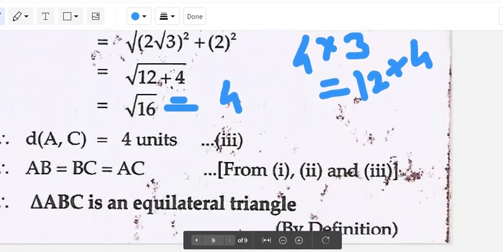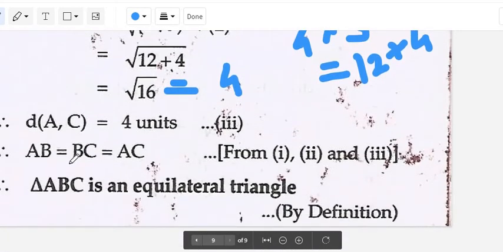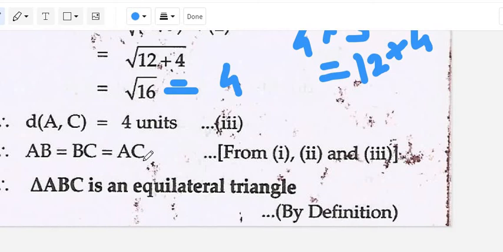Now see from first, second, third, AB equals BC equals AC, and if all three sides are congruent, then that triangle is an equilateral triangle. Okay, all three sides are congruent, therefore it is an equilateral triangle. And this ends your exercise, Practice Set 5.1.